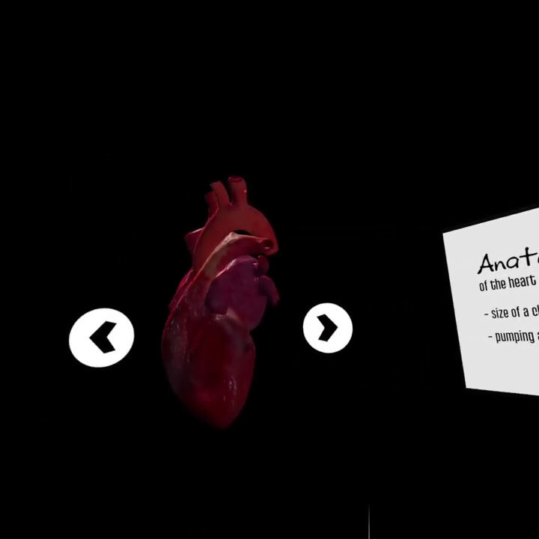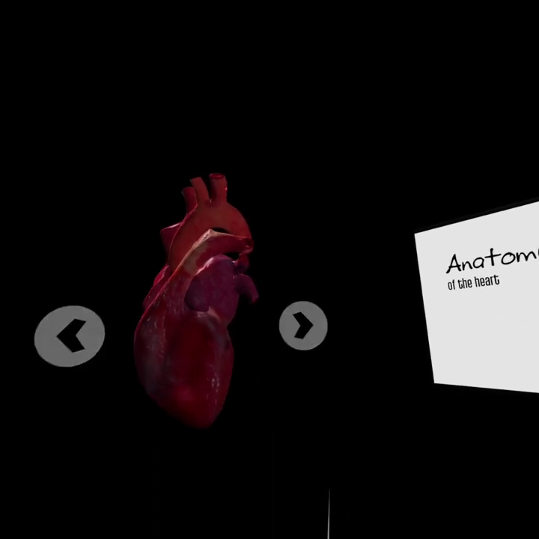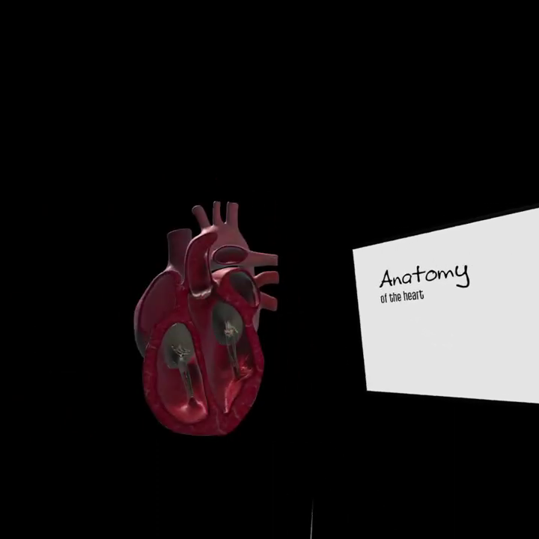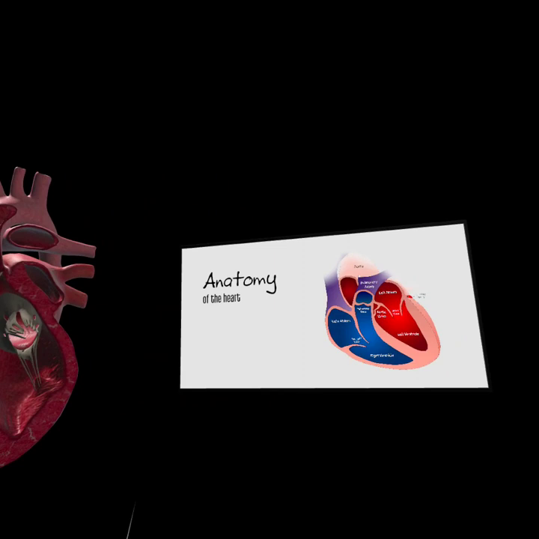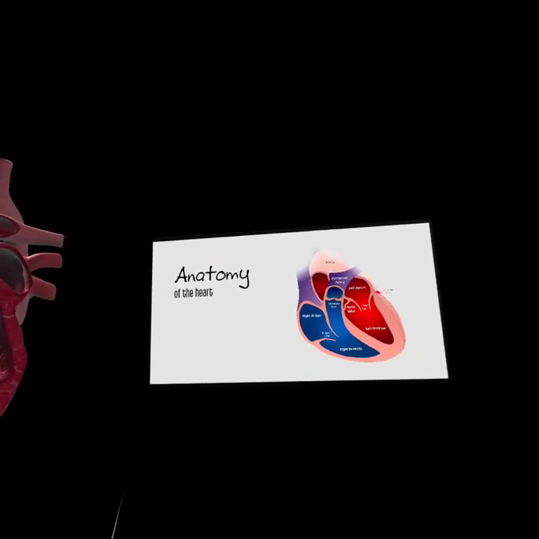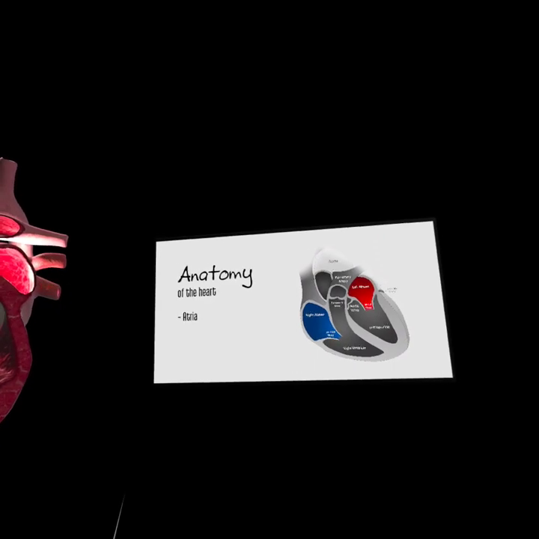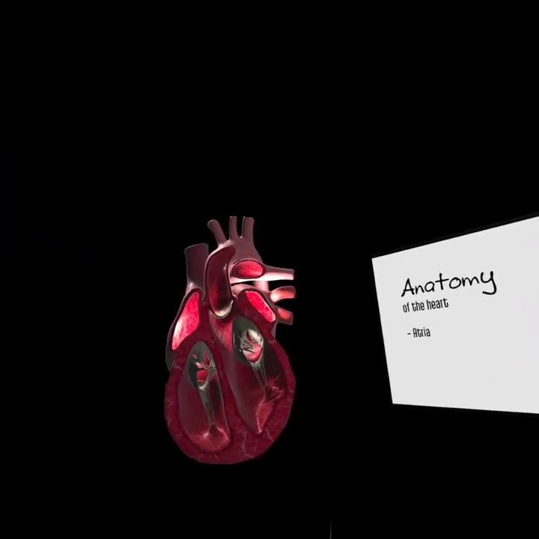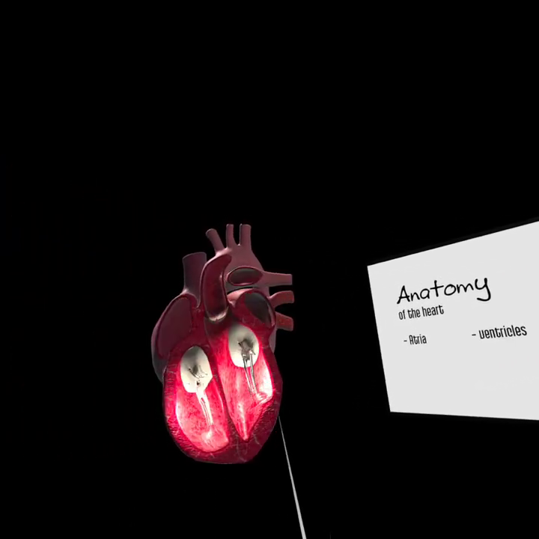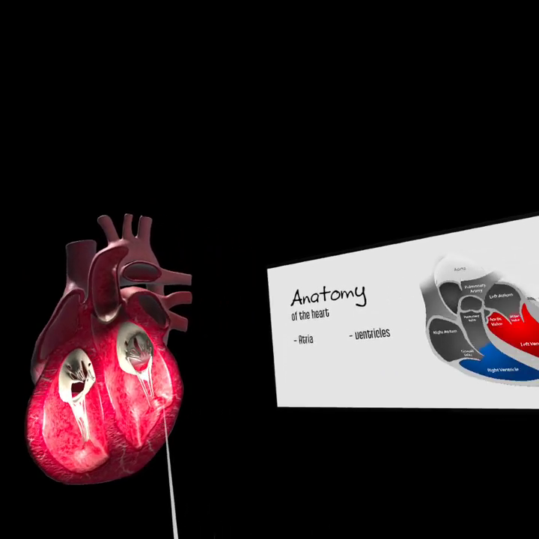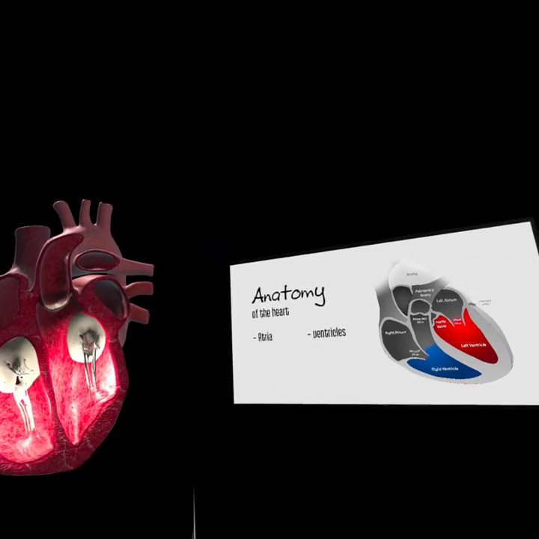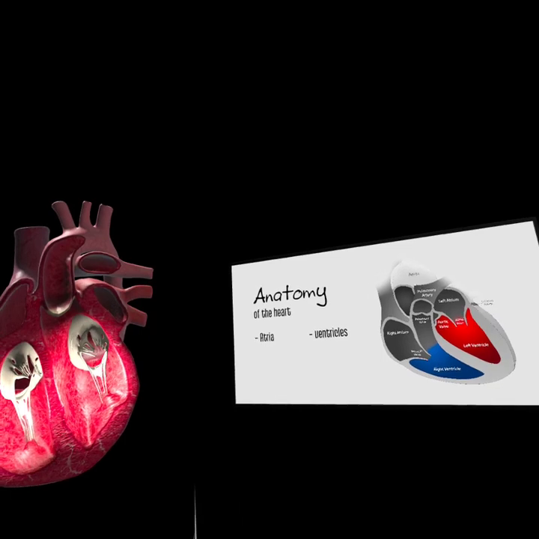Now let's have a look at a diagram. You can see here the heart consists of 4 chambers. The atria are the 2 upper chambers. These are the ones which receive blood. The ventricles are the 2 lower chambers which discharge blood.